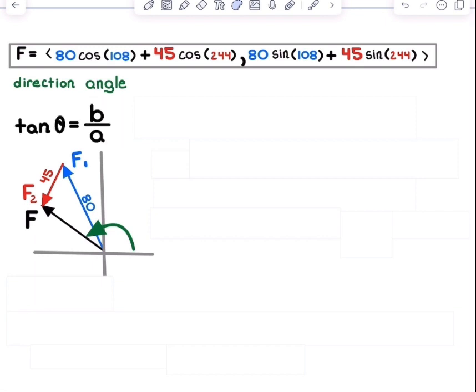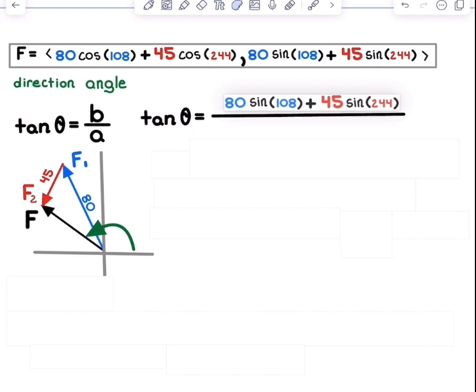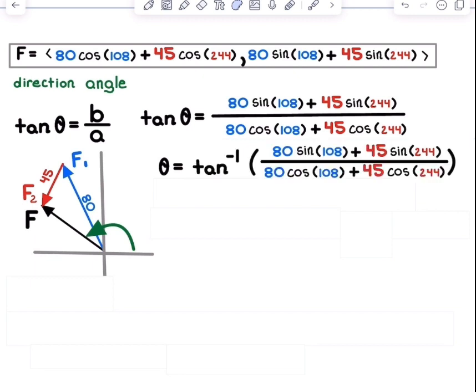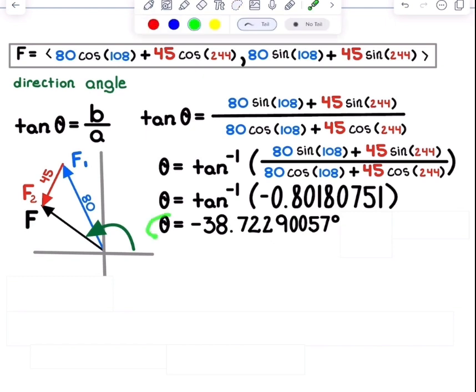Finding the direction angle, I'm going to use tangent of theta is equal to b over a, the y component over the x component. So let's put the y component in the numerator and the x component in the denominator. Solving, I inverse tangent both sides. Make sure you're in degree mode, and the calculator gives me theta is negative 38 degrees approximately.